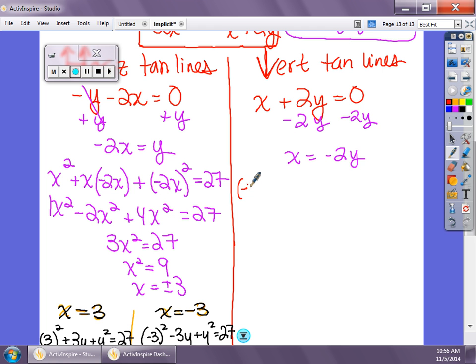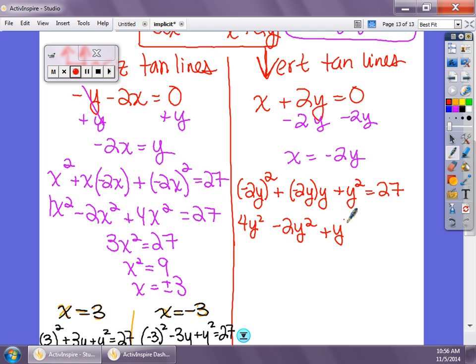So I get quantity negative 2y squared plus negative 2y times y plus y squared equals 27. Simplify. 4y squared minus 2y squared plus y squared equals 27. We get 3y squared equals 27. What does y equal? Plus or minus 3.